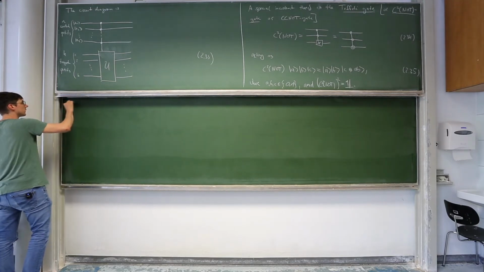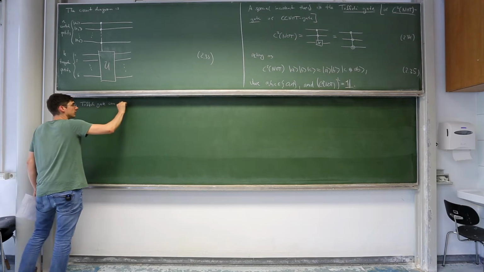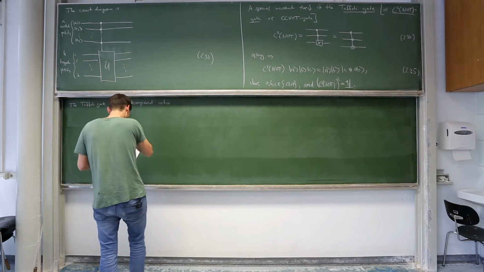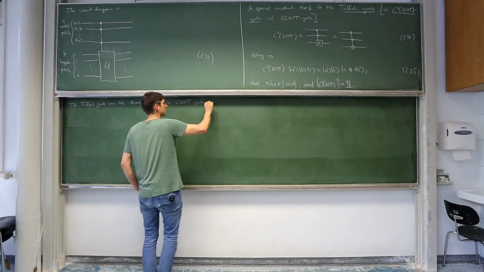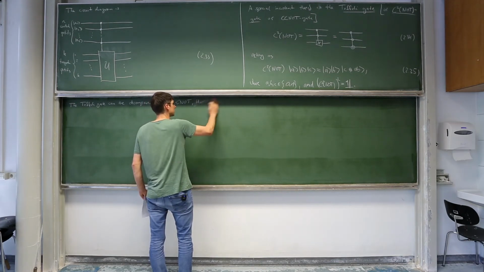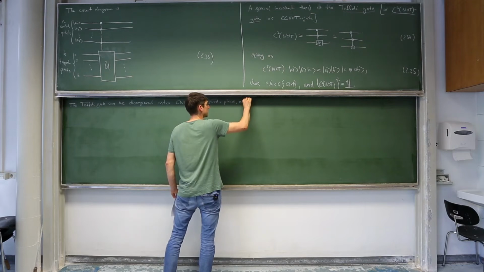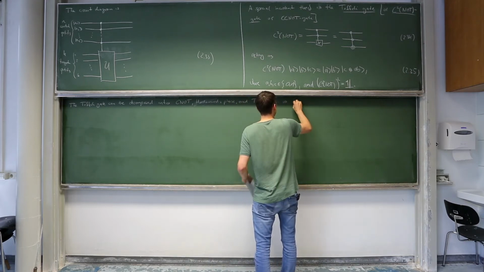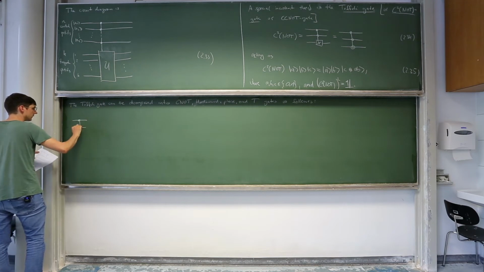So the Toffoli gate can be decomposed into CNOT gates, CNOT, Hadamard, phase and T gates as follows. So this is our Toffoli gate.